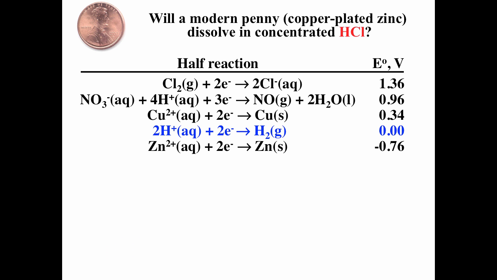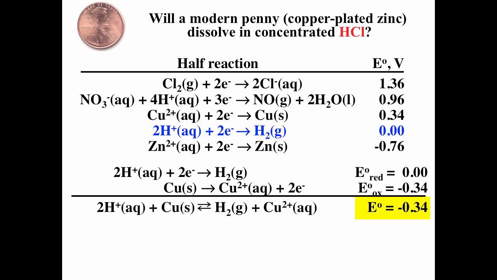And so a question we could ask is, will a modern penny, which is copper-plated zinc, dissolve in concentrated HCl? HCl has the hydrogen ions. Now the chloride ions have a negative oxidation potential, and so we're just not going to worry about them because they're not that reactive. For HCl, we'll just think about the hydrogen ions, and then if we think about the copper, we have to flip it, and that would give us a negative oxidation potential, and so that gives us a negative potential for the reaction, and so copper should not spontaneously react with HCl.